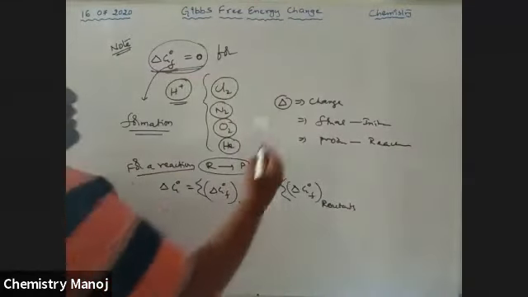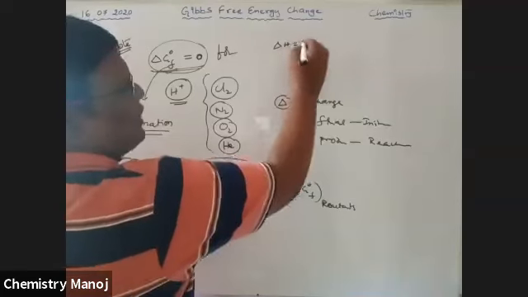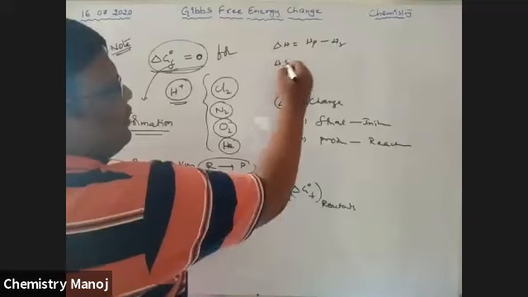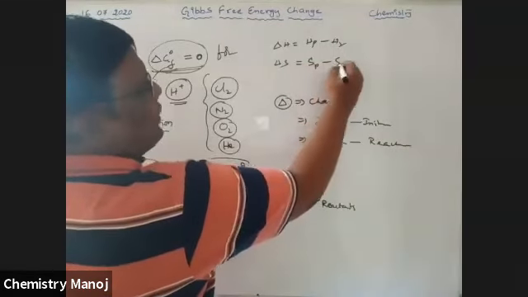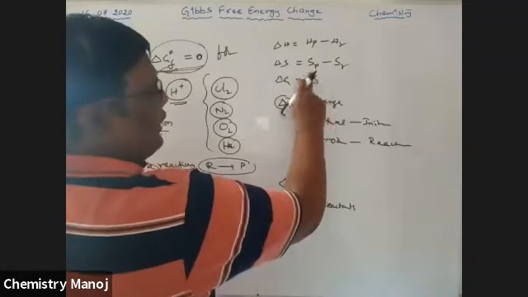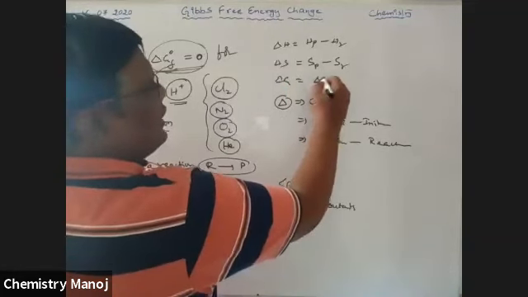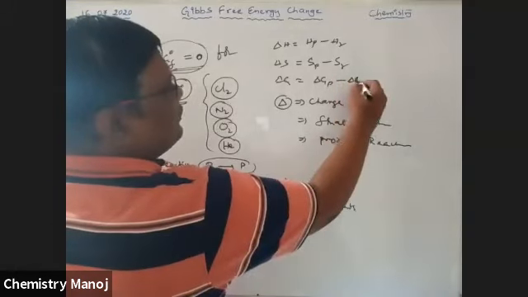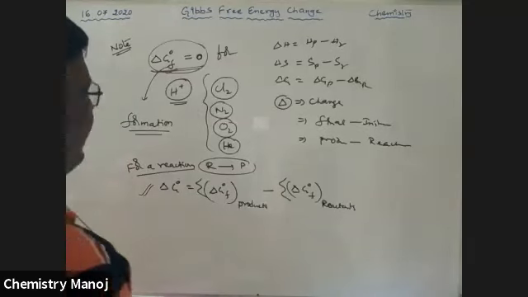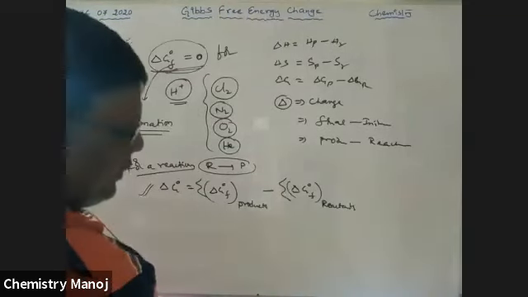For example, if you want to calculate delta H, it is enthalpy of products minus enthalpy of reactants. If you want to calculate delta S, entropy of products minus entropy of reactants. If you want to calculate delta G, delta G of products minus delta G of reactants. That is what I'm using here. Anywhere we can use this, so this is also very, very important. By using this, we can calculate a problem based on this topic. See here.